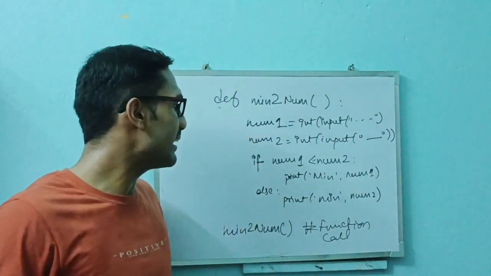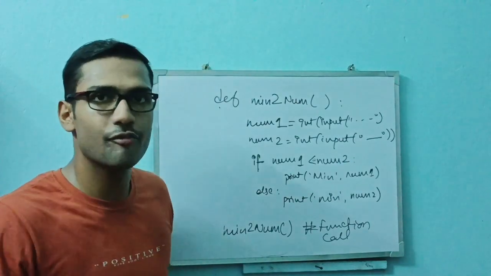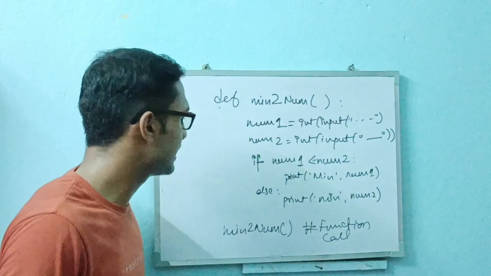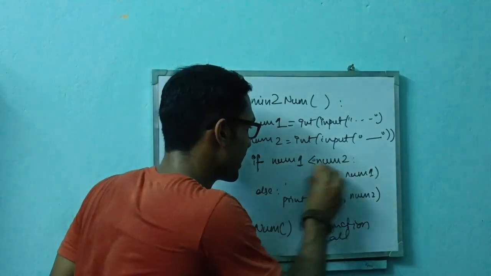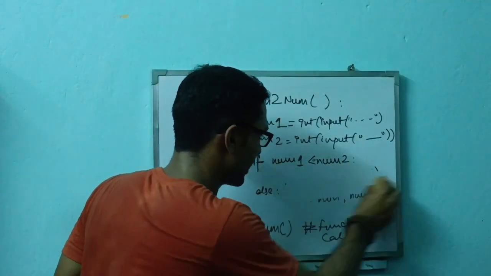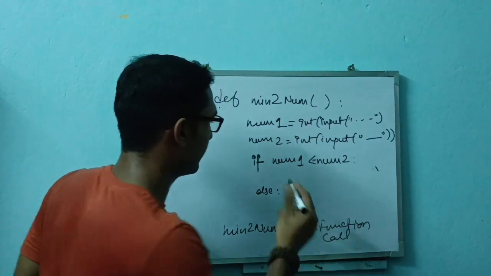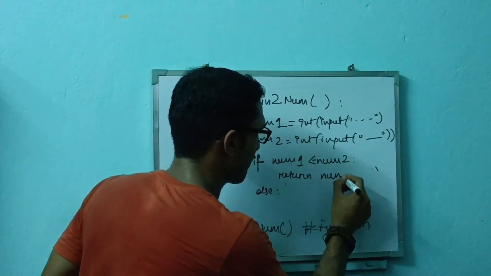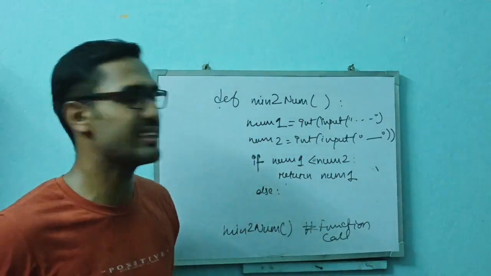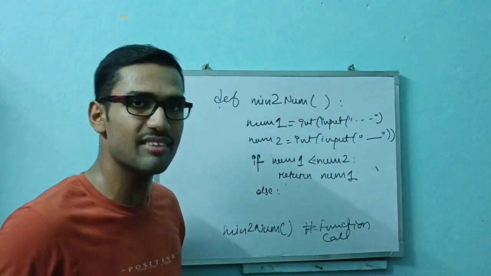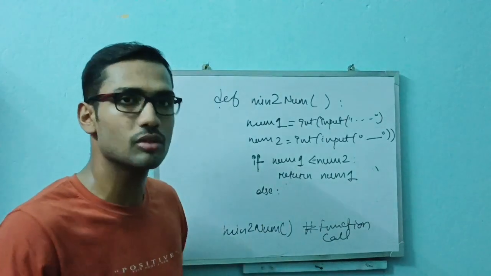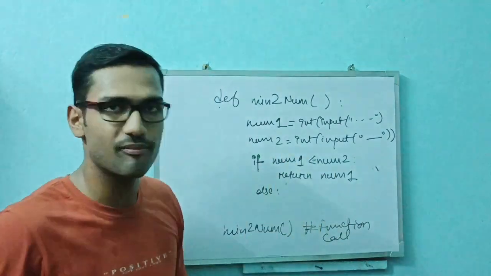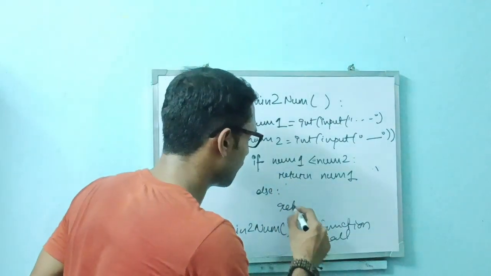Now I will simply write a non-void function, or you can say a fruitful function, for this same code. And how will I do that? Simply by removing this particular statement and this particular statement, and here I will write return num1. So if num1 is less than or equal to num2, then the minimum is num1, so I will return num1. Else I will return num2.